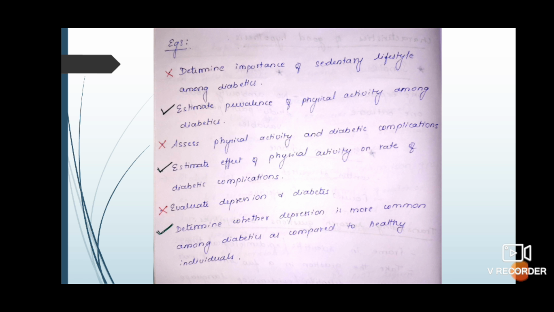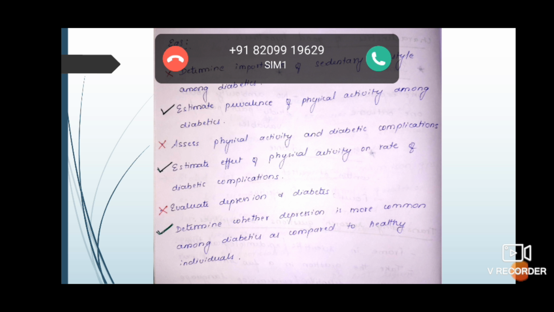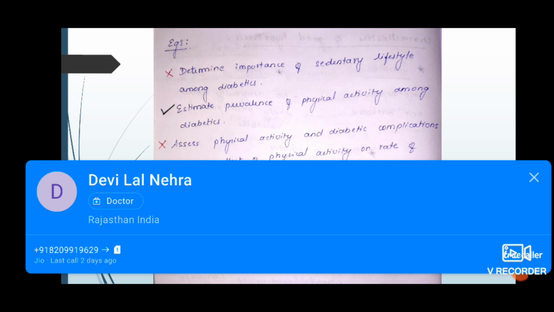As a summary, we'll see whether some statements are correct or not. If you are saying determine the importance of sedentary lifestyle among diabetics, this is a kind of descriptive question, so what are you going to determine? It is purely a play of English words, and they can sometimes overlap, but to make your thesis very professional, you will have to use such terms.